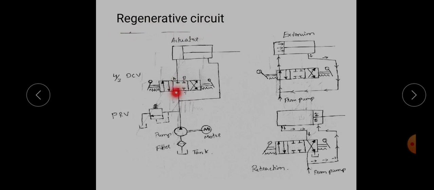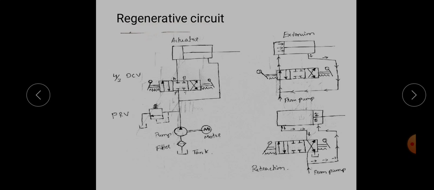And you can see the neutral position. In this neutral position, the liquid is transmitted from the pump to the actuator. As it reaches this end point, there is no extra pressure applied, and because of that the PRV opens and pressure relief action takes place. So that action takes place in the neutral position. So this is the regenerative circuit.